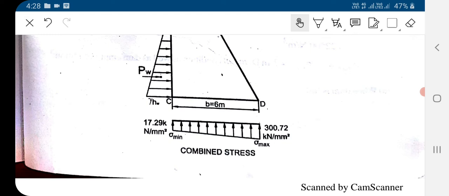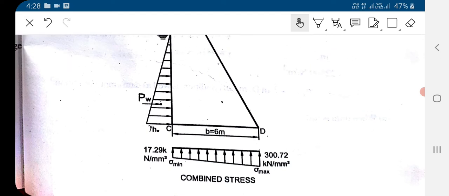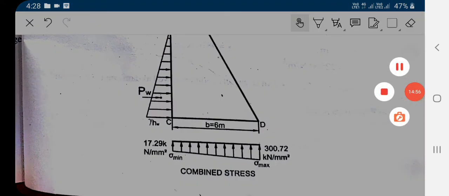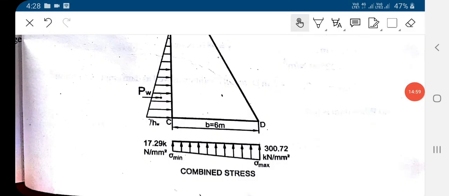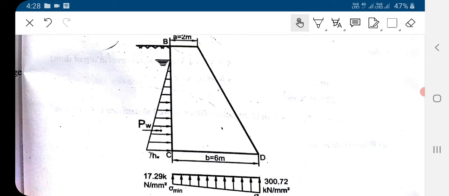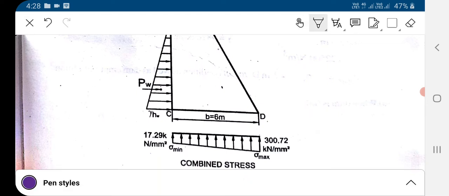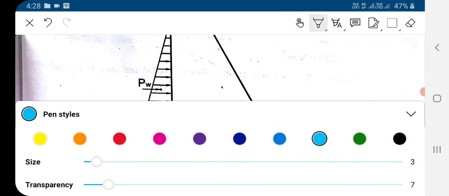Now the thing is at which point this maximum stress is acting and at which point this minimum stress is acting, that is the important thing to know. So how to represent it in the figure, that we are going to see. So here this is the dam, the water pressure is acting on this side.